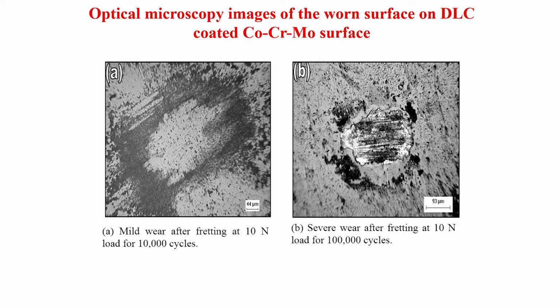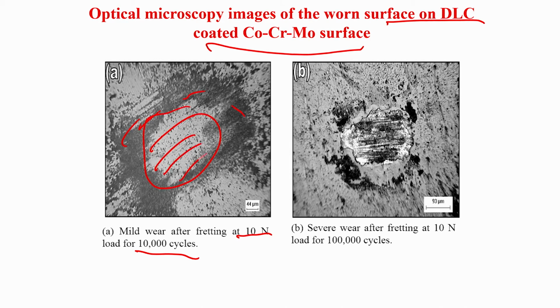So, this is just an example of these diamond-like carbon coated cobalt chrome moly alloys, after coating, without coating and with coating. So, this is on DLC coated cobalt chrome moly, at 10 Newton load, 10,000 cycles. This is the coated surface, okay, not the uncoated surface. You see that there are signs of debris particles here, and some scratches, but you do not see any underlying surface. But at 100,000 cycles, this white contrast is like the underlying surface.